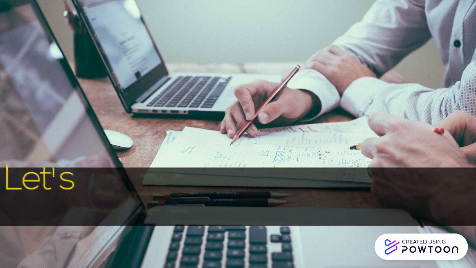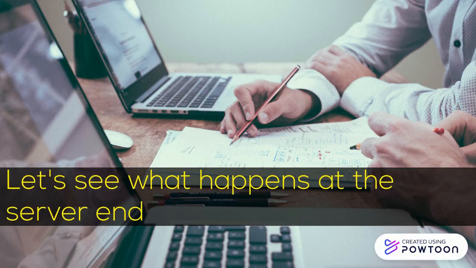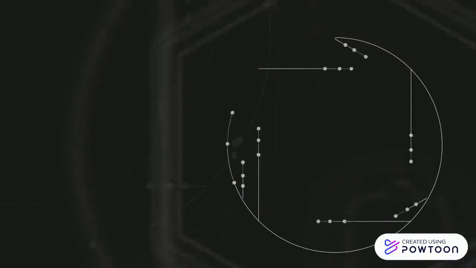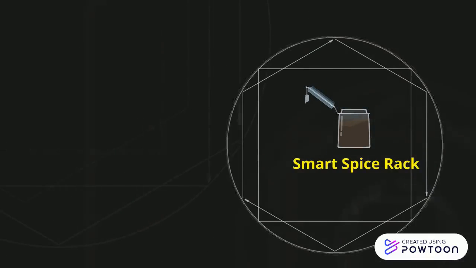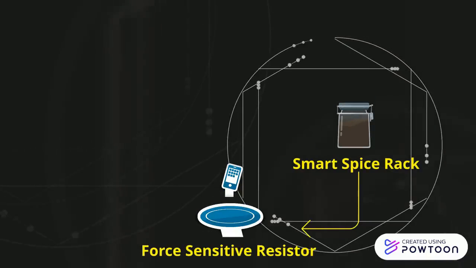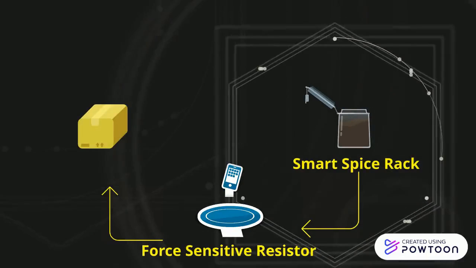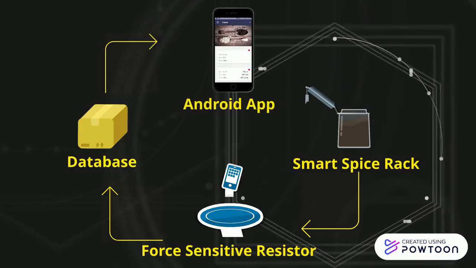It is exciting to see what happens at the server end. So basically, the FSR sensors are installed in the spice rack, which will sense the data or values. When the level goes down to 10%, the values will be reflected on the smartphone and the user will get notified to refill the inventory.